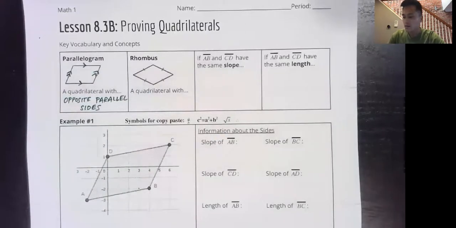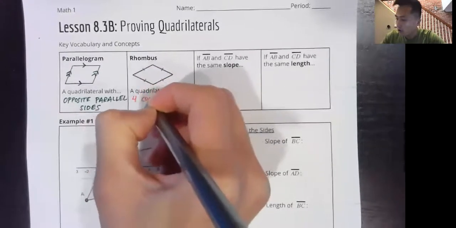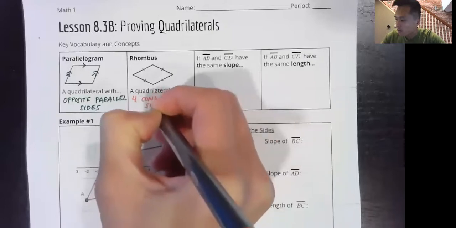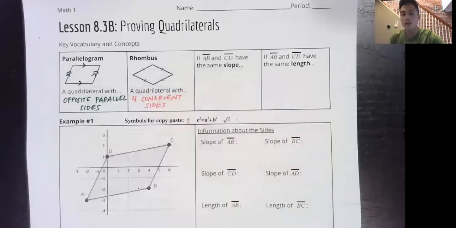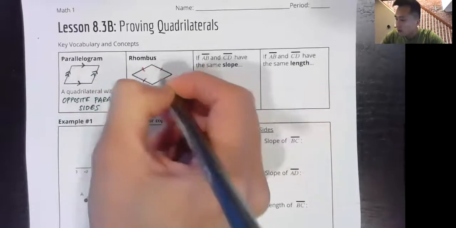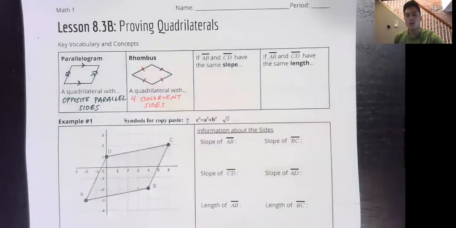A rhombus, that is a quadrilateral with 4 congruent sides. All of the sides are the same length. And that's shown in the diagram here. Each of these marks has the same type of hash mark through it so that they're all congruent.